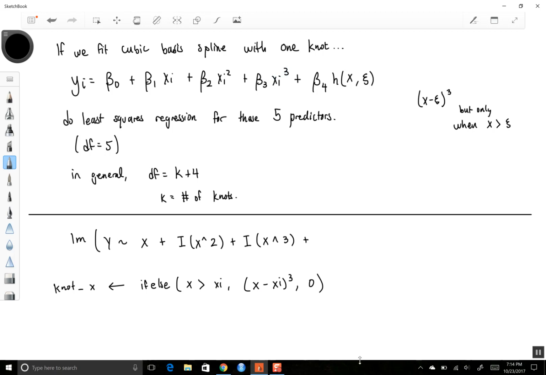Right, so this will create a vector of the quantity x minus xi, quantity cubed, if x is greater than xi, and it's zero elsewhere. So you're basically adding a predictor in here, and you would add this into your set of predictors. You would fit a linear model here, and then it would spit back five coefficients. Does that make sense?